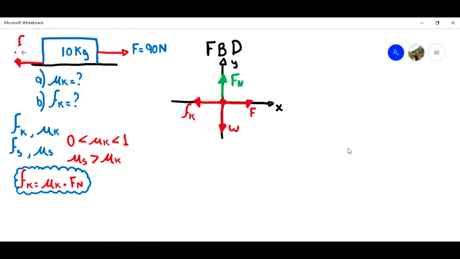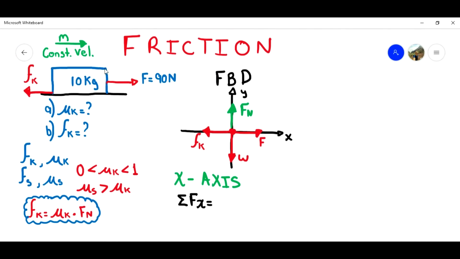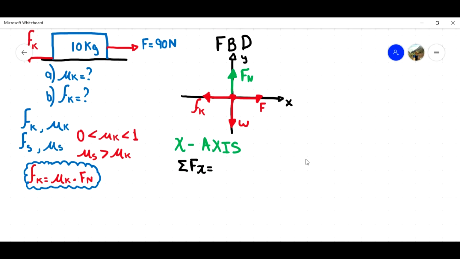Let's start with the x-axis analysis. Okay, x-axis. And remember that all the analysis we begin with this: the sum of all forces in the axis that we are analyzing, in this case is x, equals how much? Is the block moving? Yes, but in this case it moves at constant velocity. Constant velocity means that there is no change in velocity. No change in velocity means that there is no acceleration.